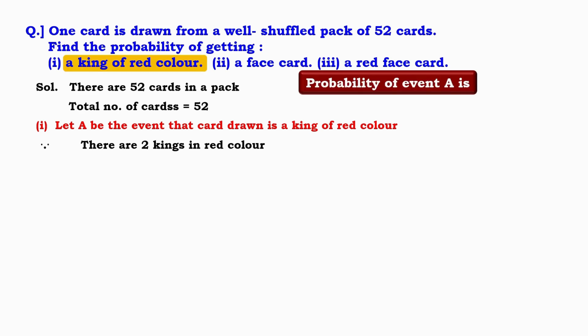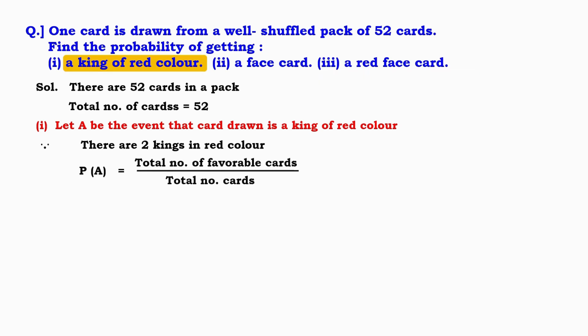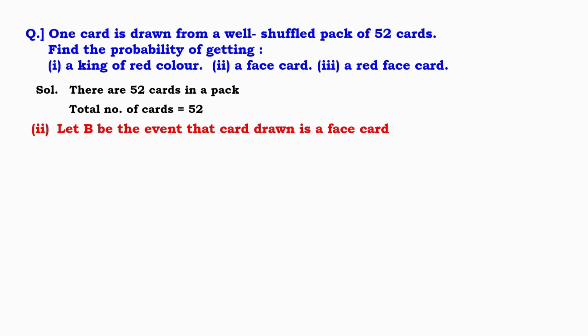So the probability of event A is the total number of favorable cards divided by the total number of cards. So that is equal to 2 by 52. If we simplify, we will get 1 by 26. Now let us take a look at the second part. We have to find the probability of getting a face card. Let B be the event that the card drawn is a face card.